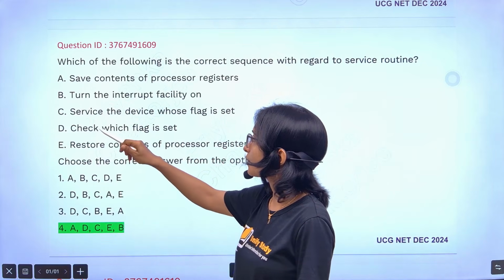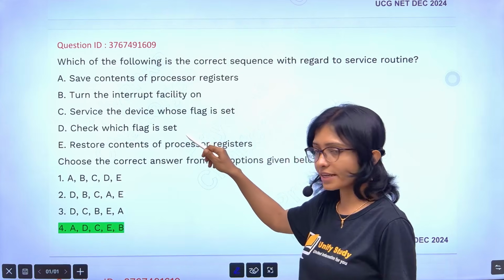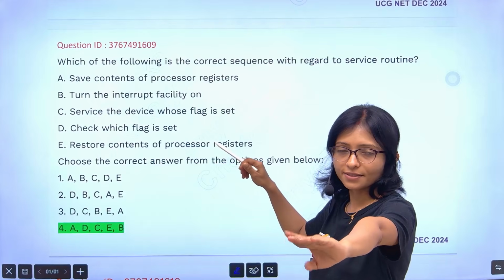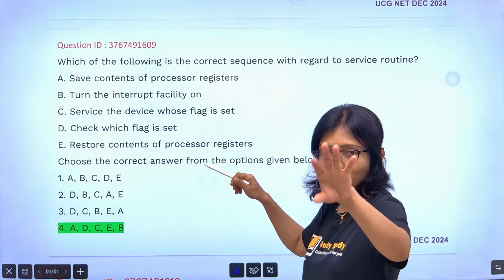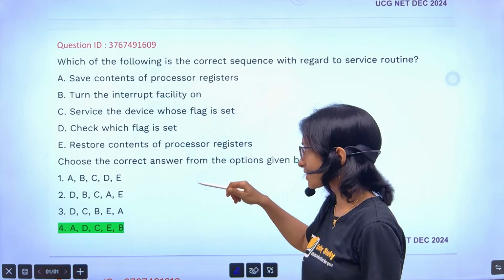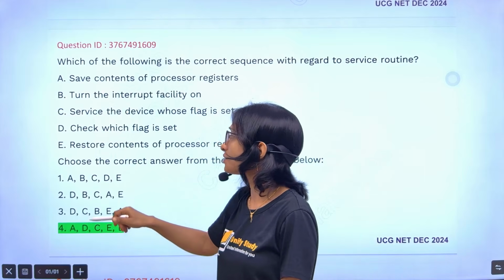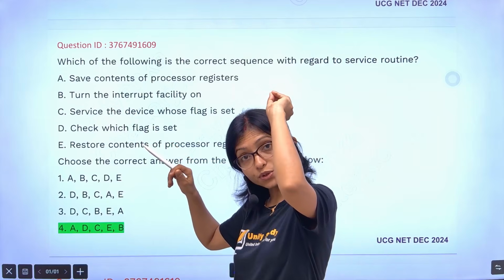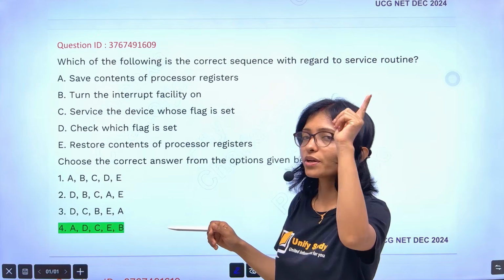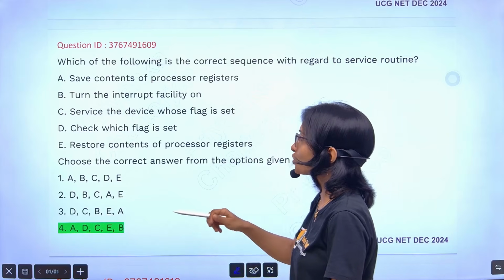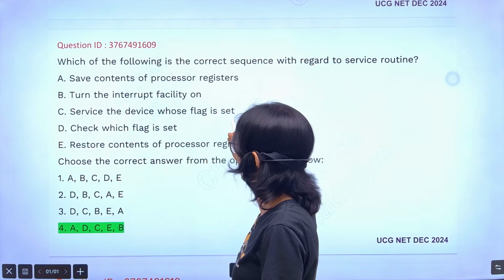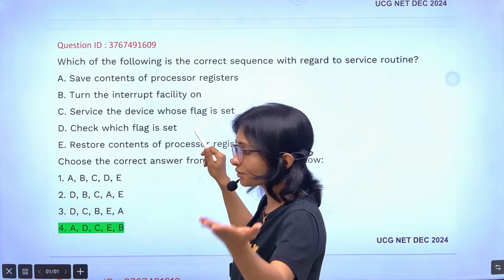Now after that, check which flag is set. That means now the question is asking which flag is set, and from where the flag is. Then service the device. Flag is the question in which there is a doubt, that is my flag position. Those flags that are there, I am going to serve those one by one.